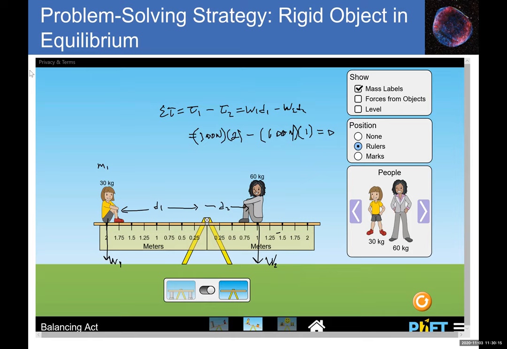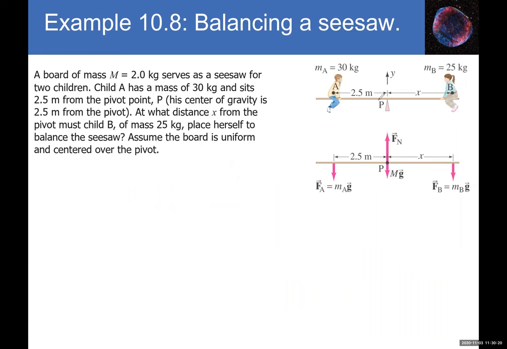All right. So then let's look at an example here, which is basically a similar example, which you can even play with in the previous slide. So here's what we have. We have a board of mass M, which is 2 kilograms, serving as a seesaw for two children. Child A has a mass of 30 kilograms and sits 2.5 meters from the pivot point, let's call it P. The center of gravity is 2.5 meters from the pivot. At what distance X from the pivot must child B of mass 25 kilograms place herself to balance the seesaw? Assume the board is uniform and centered over the pivot.